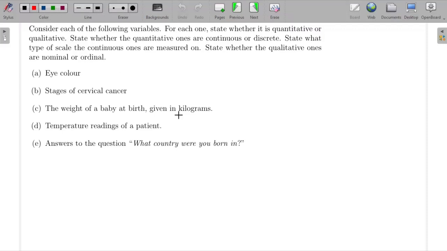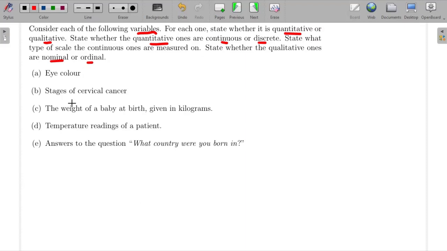Okay, so welcome back. Let us look at this question here. The question says, consider each of the following variables. For each one, state whether it is quantitative or qualitative. State whether the quantitative ones are continuous or discrete. State what type of scale the continuous ones are measured on, and then state whether the qualitative ones are nominal or ordinal.